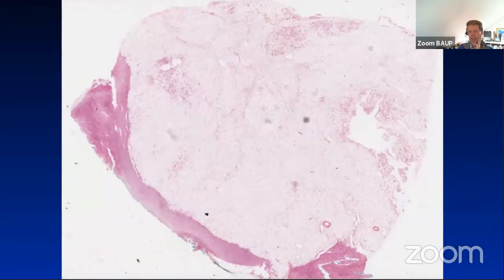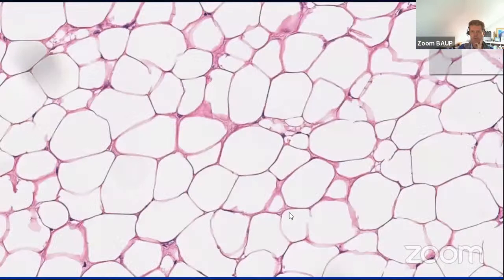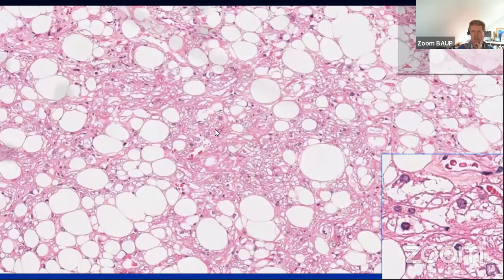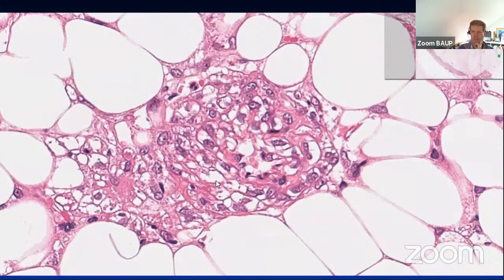At low power, you can see that there's a little bit of renal parenchyma around here, but most of the mass has this fatty appearance. And on high power, there were some more solid areas like this, but the majority of it was fat. And then this area is possibly a vessel, but it's a bit difficult to tell.